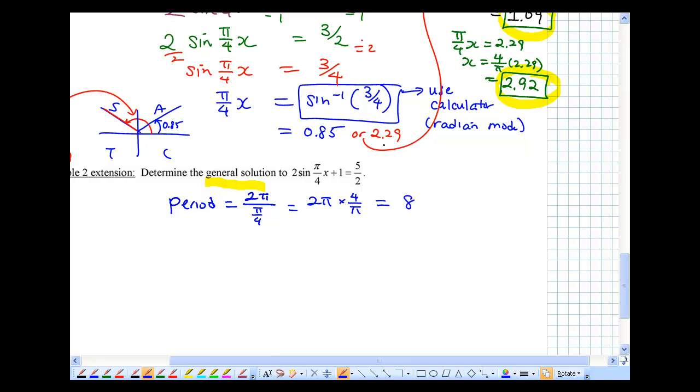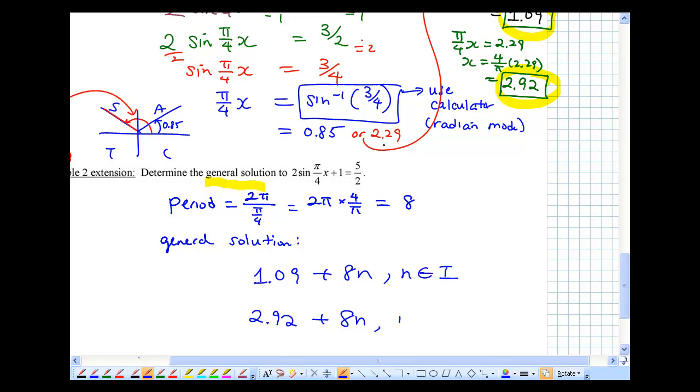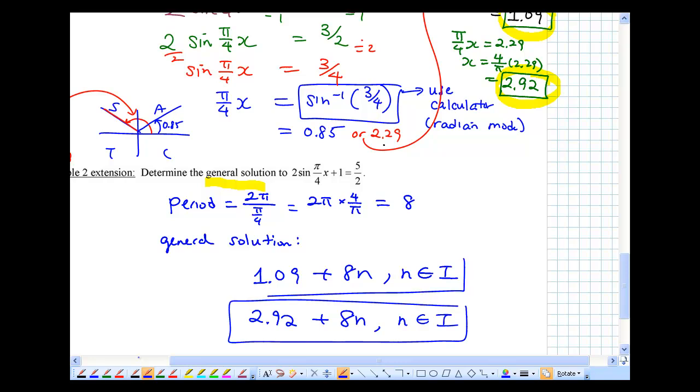That's great. So I'm just going to take my 2 answers from above, so the general solution would be taking my answers 1.09 and 2.92 and adding to that the period times n. So plus 8n, and of course n must be an integer. That is it. You're done. Part 1.